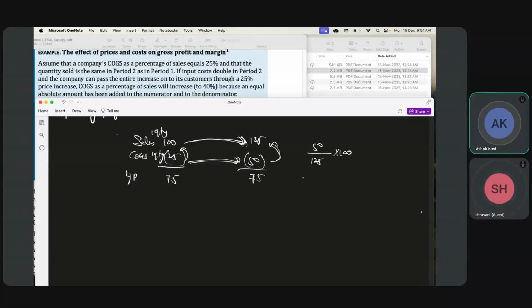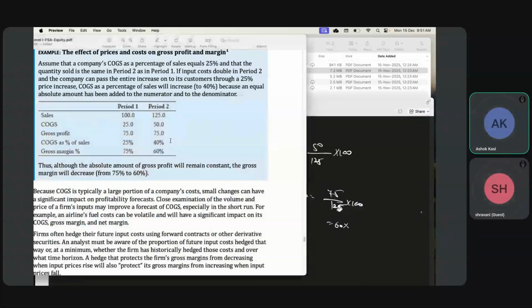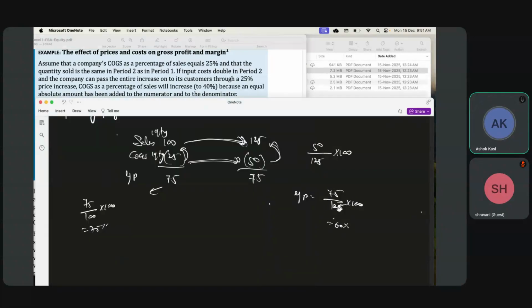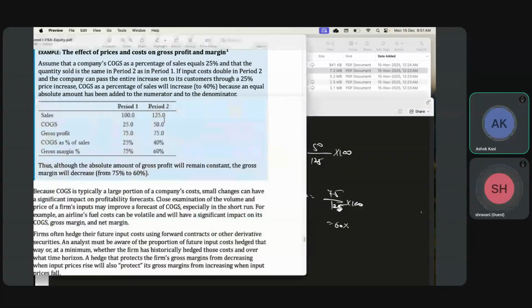Okay. So now your gross profit, here your gross profit is 75 divided by 100 into 100. So 75%. And here your gross profit will be 75 divided by 125 into 100. Just calculate this. 60%. Okay, yeah, so this is it. Is it okay? Yes.